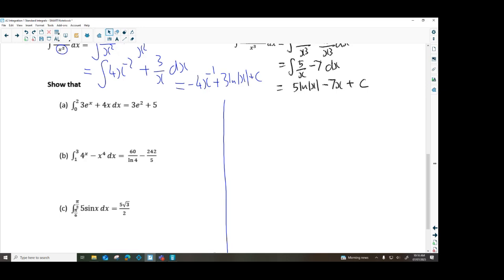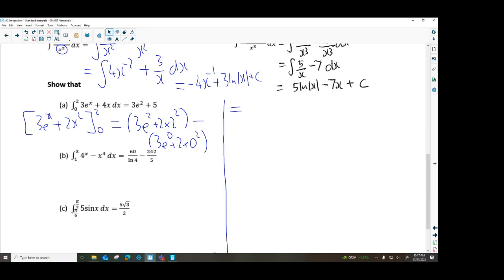So the integral of 3e to the x is 3e to the x. The integral of 4x is increase the power by 1, so that's 2, divide by 2, it is 2x squared. Put it in a square bracket with a 2 and a 0. So what that means is that is going to be 3e to the power of 2 plus 2 times 2 squared, take away 3e to the power of 0 plus 2 times 0 squared.